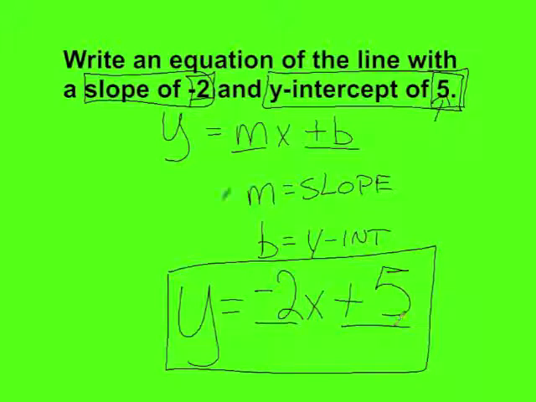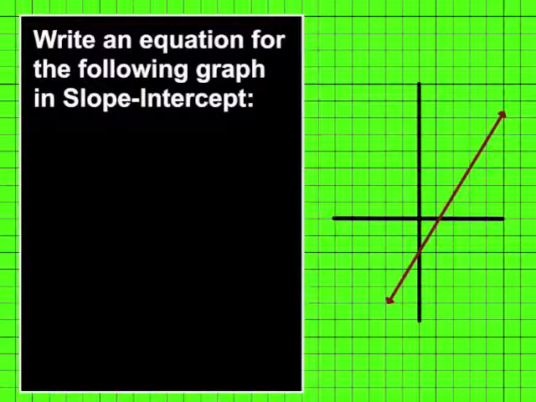So those are the first types of questions that we'll be dealing with. Just being given a slope, given a y-intercept, and creating the equation of y equals mx plus b. So, after looking at that, another type of problem that we could be given is a graph, and it's going to ask us to write an equation in slope-intercept form. So we don't know what the slope is, or what the y-intercept is. We need to figure out what those are and then write our equation.